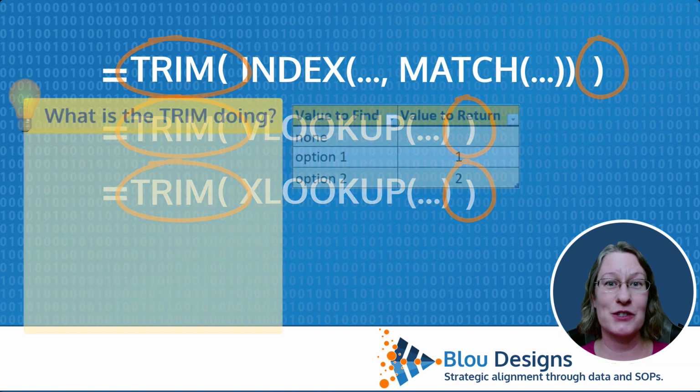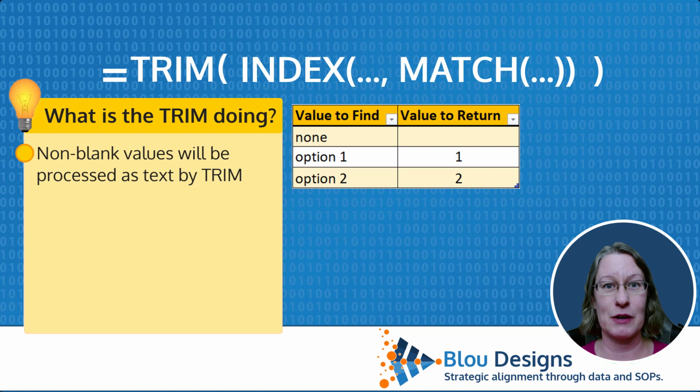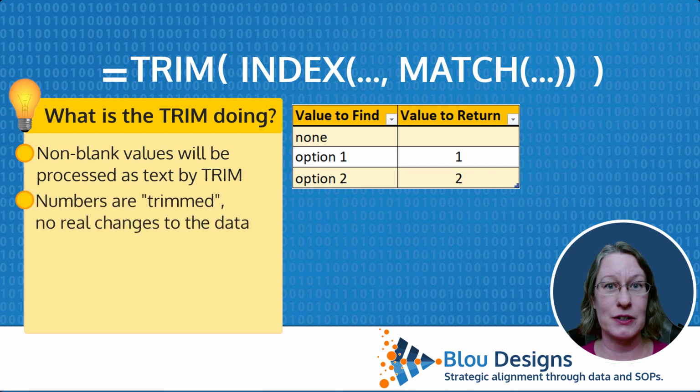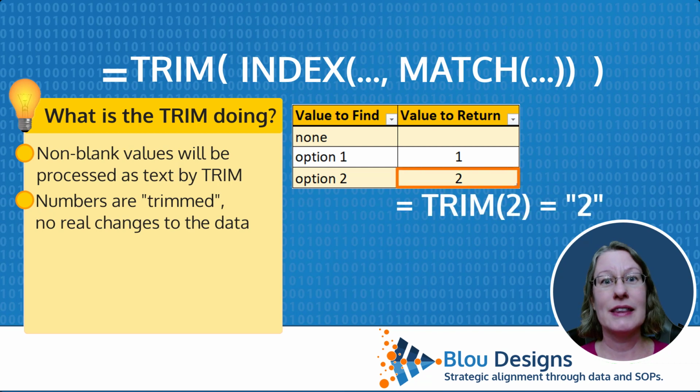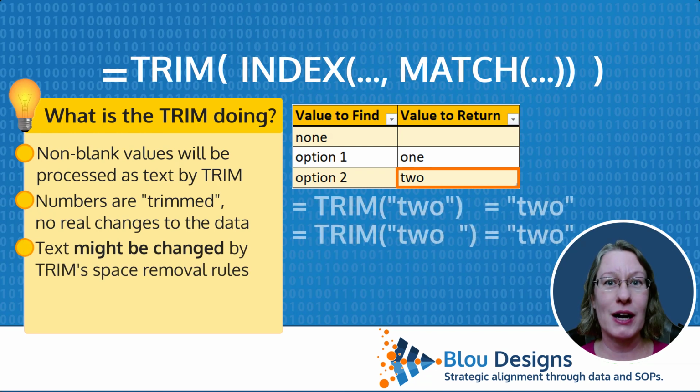So what exactly is this doing? All non-blank lookup results are now handled as if they were text. That means that if your lookup function was returning numbers, like the number 2, they would now implicitly be converted to text, even though the cell would still display just the digit 2. Any text returned by your lookup function will now be processed by the trim function to remove all of those spaces that trim is designed to remove: leading, trailing, and in between.